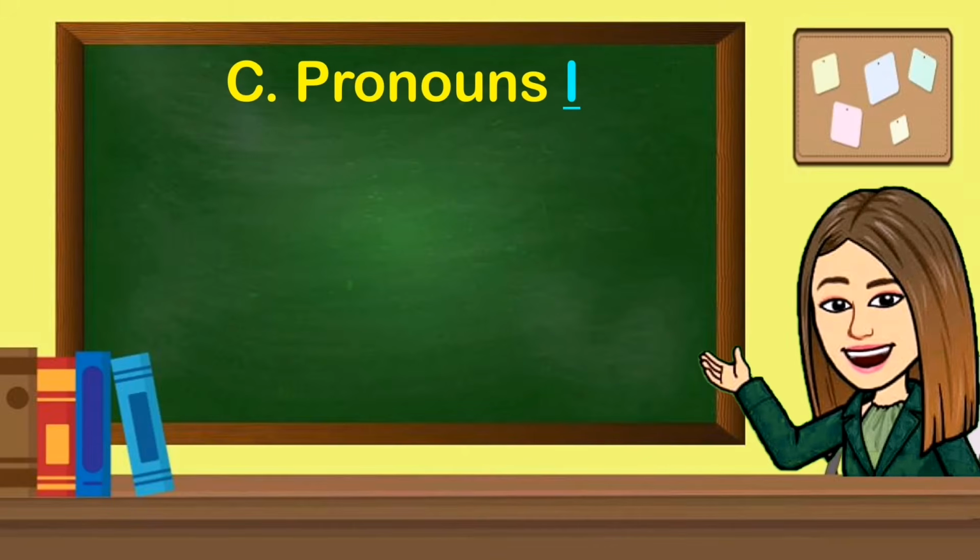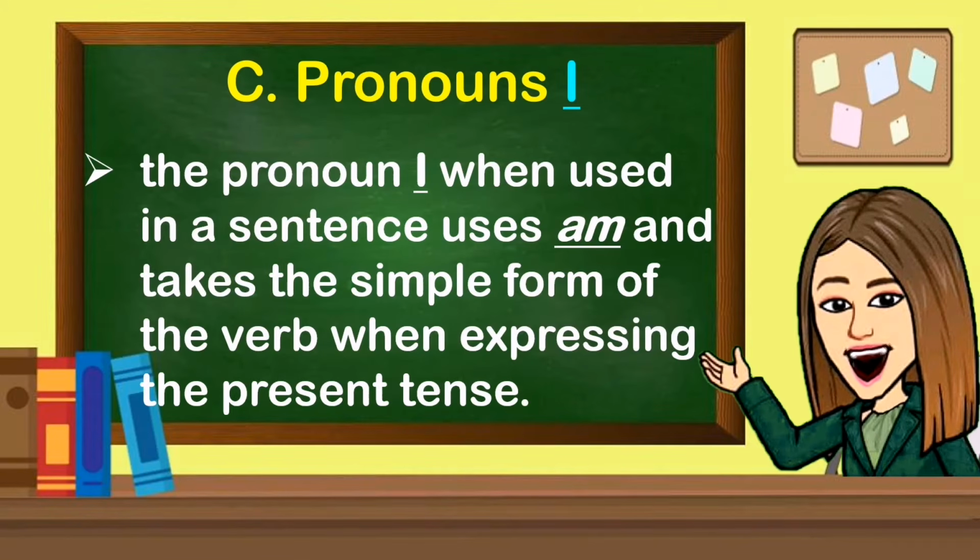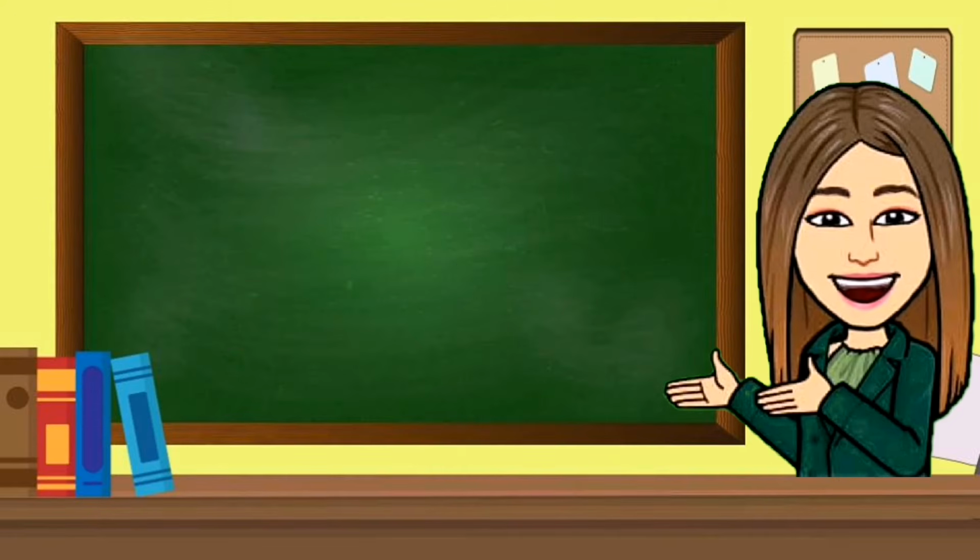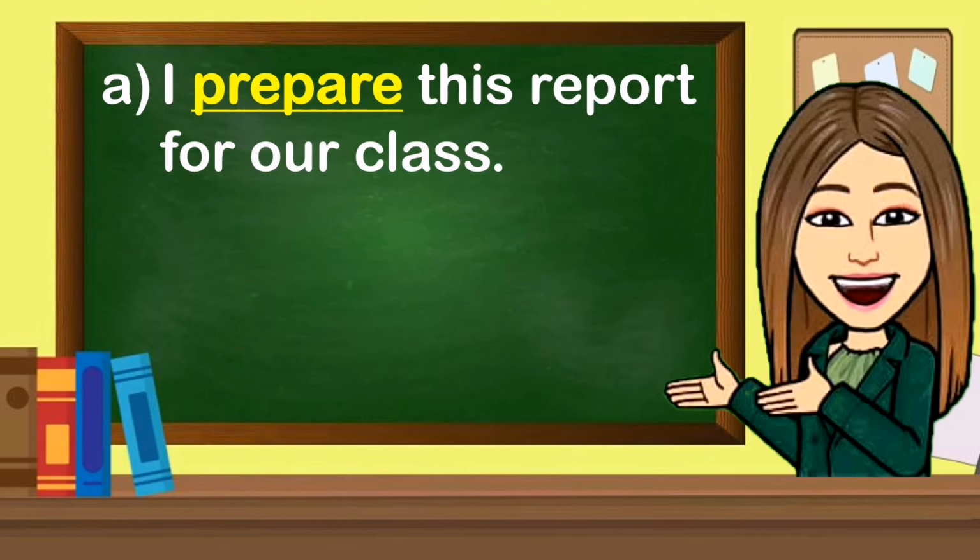We have pronouns I and you. Though singular in nature, the pronoun I, when used in a sentence, uses for be verb and takes the simple or the base form of the verb when expressing the present tense. Example, I prepare this report for our school. The subject is I and the action word or the verb is prepare.